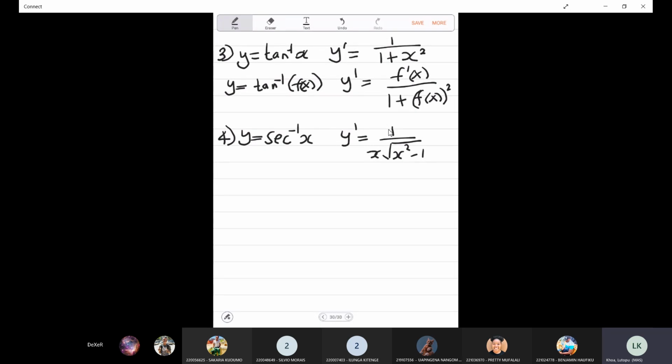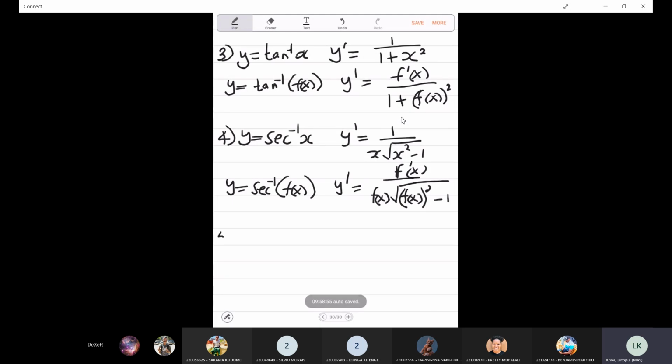And then if y is equal to sec inverse of f of x, then y prime is equal to, sorry, not 1, f prime of x. Then we have f of x here, square root of f of x squared minus 1. So your f of x just replaces your x, and then the numerator is replaced by f prime.